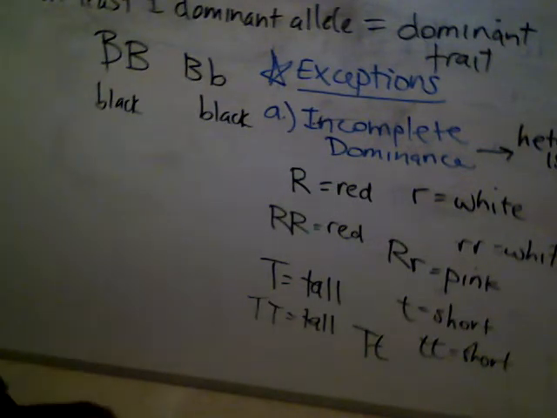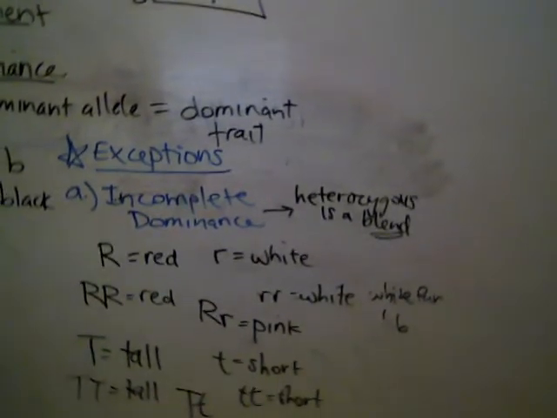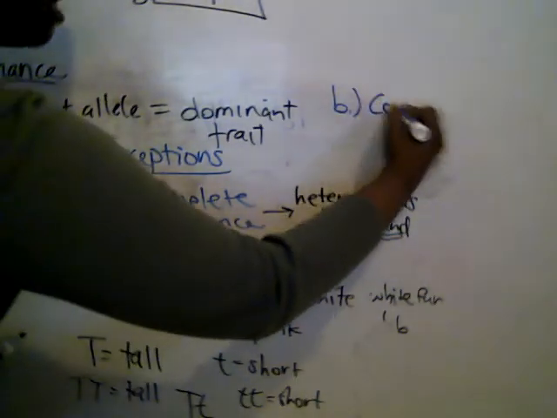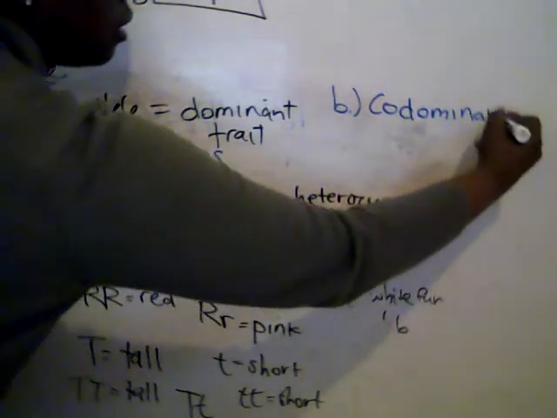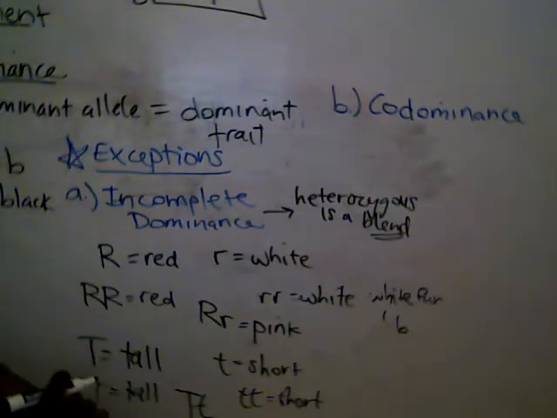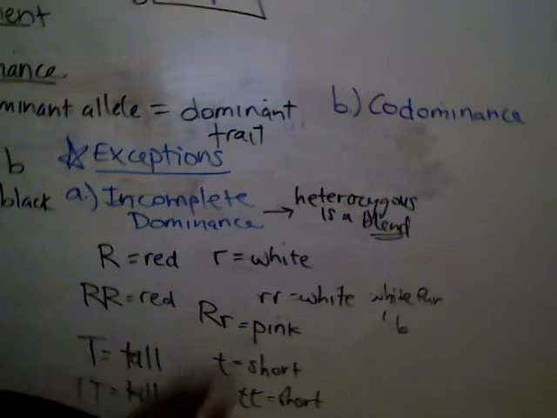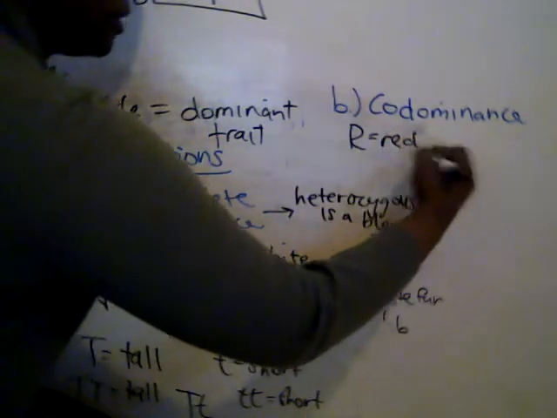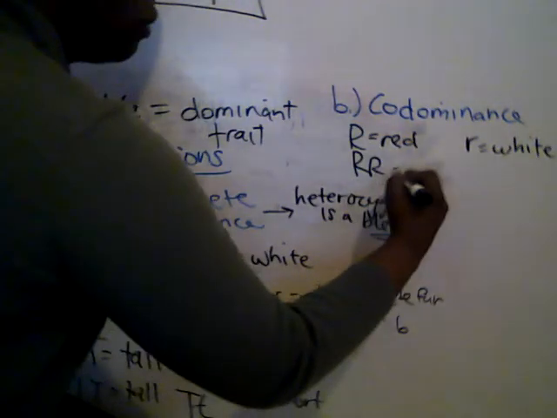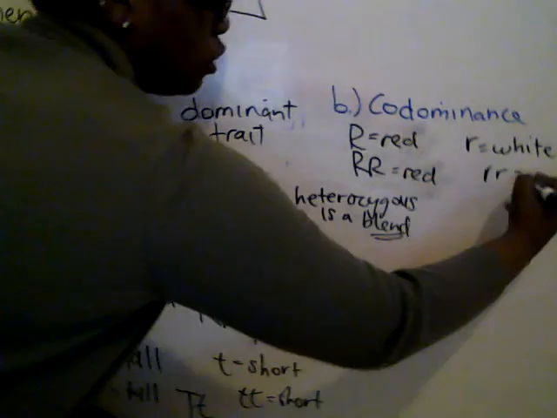The other exception to Mendel's law or to the law of dominance. So one exception we said is incomplete, where you're dealing with a blend. The other exception is codominance. Now with codominance, both of the traits are present at the same time. So if we have an example, usually we see this with blood types, but I'll do it with a different example. So let's say, again, big R is red. Let's say little r is white. Okay. So we know big R would be a red colored plant. We know little r would be white.